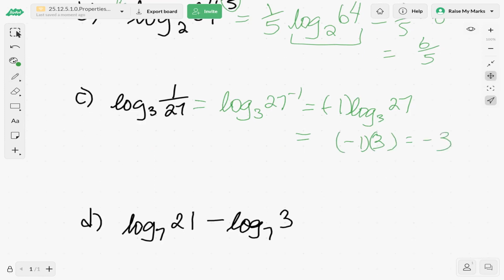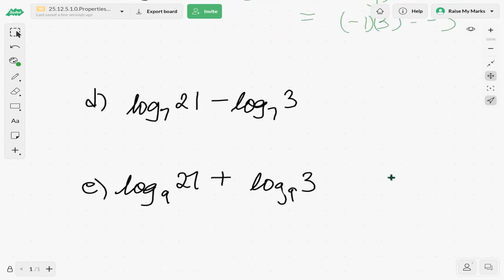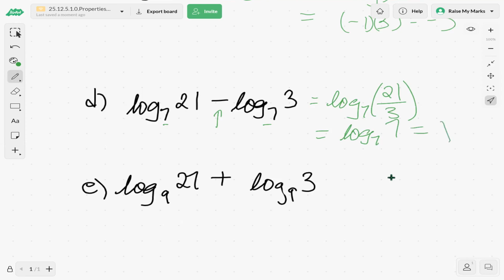Good. All right, we have a couple more. Log base 7 of 21 minus log base 7 of 3. We have the same base, and we're subtracting the two logs, so this means we can divide: log base 7 of 21 divided by 3. What's 21 divided by 3? That's 7. So 7 raised to what power gives us 7? That equals 1. Good.